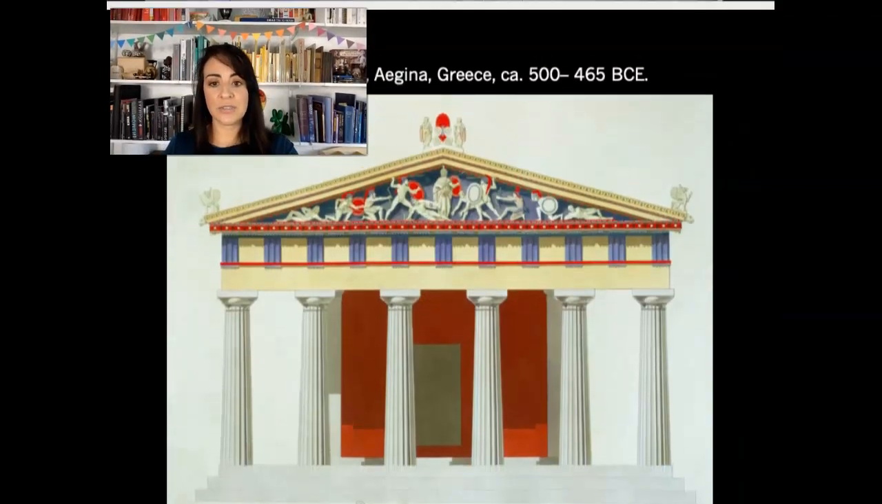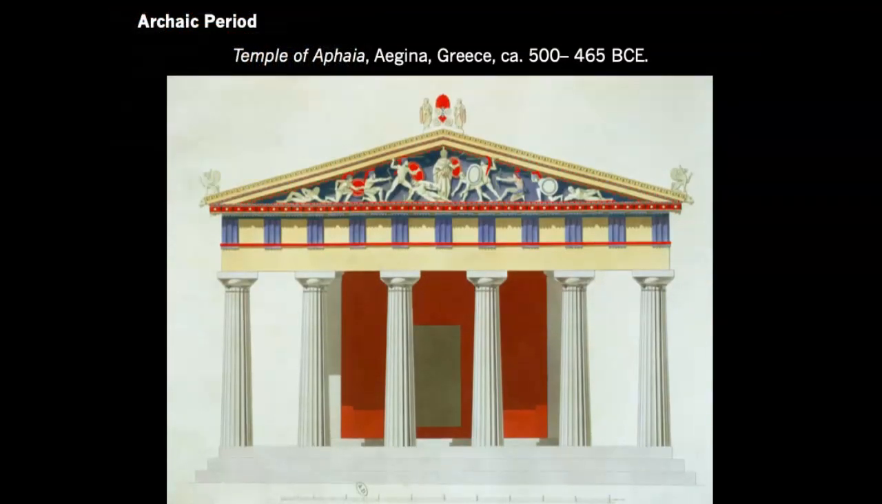Here's that artist restoration of the color. So the architecture would have been painted in these patterns that would have set ablaze the sculpture and the architectural elements. We're going to look more closely at the statuary that was placed inside this triangular area of the Temple of Aegina, or Temple of Aphaia at Aegina.